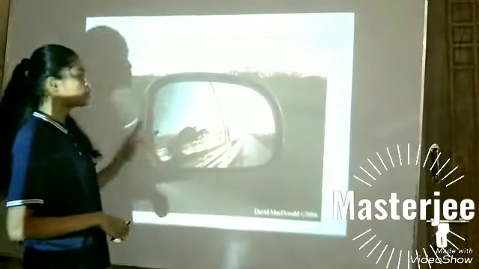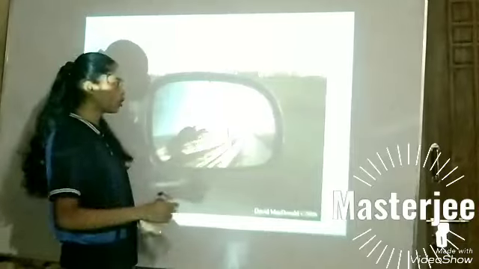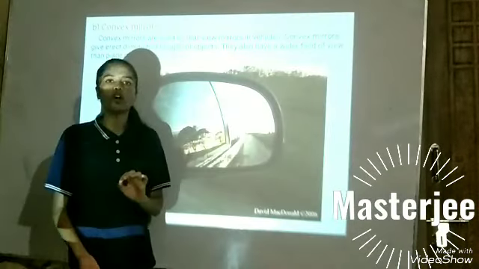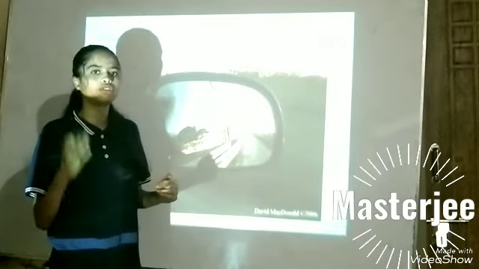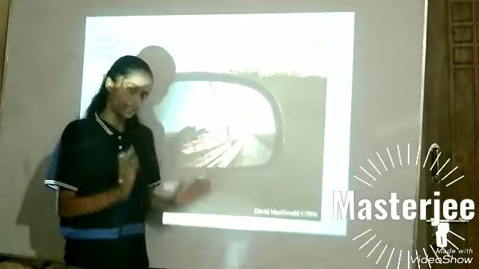This convex mirror is used in rear view mirrors because it provides a larger field of view and it always provides images which are virtual, erect, diminished irrespective of the position where the object is placed.